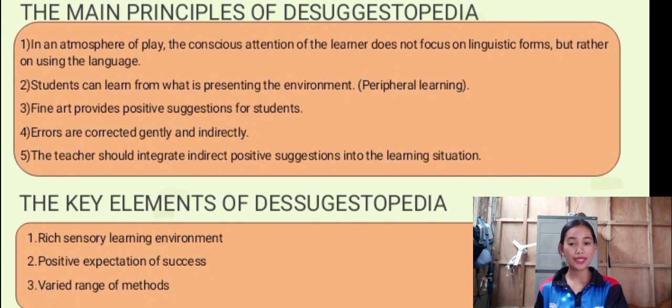So number 2 is positive expectation of success. So this is where the teachers could empower students to believe in themselves, take ownership of their learning, and achieve their full potential academically and beyond. And number 3, a varied range of methods. So teachers can create a dynamic and inclusive learning environment that empowers students to believe in themselves.